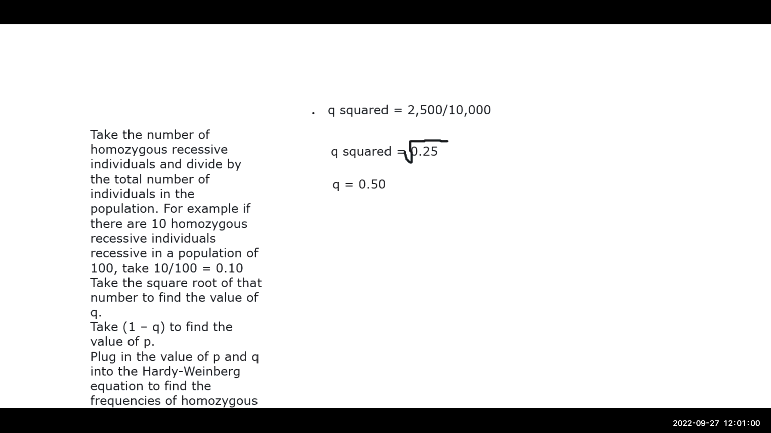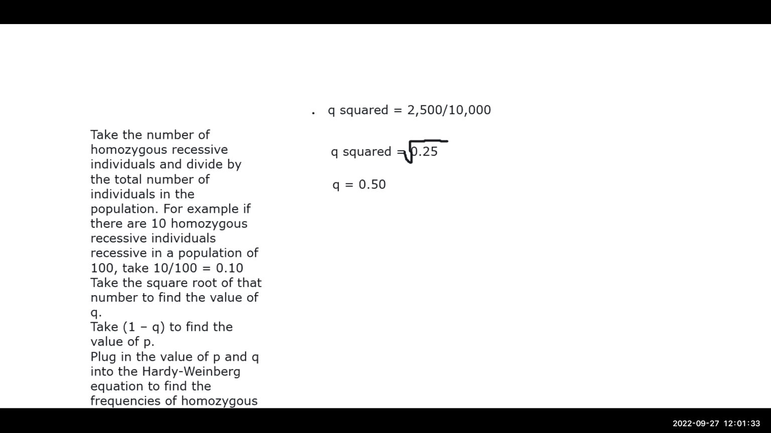So the way we got there, we took the number of homozygous recessive individuals in the breeding population, which is 2,500, and divided it by the total number of individuals in the population, which was 10,000. So 2,500 divided by 10,000 gave us 0.25, but we want the value of just Q. The inverse of Q squared is the square root of that number. So we took the square root of 0.25 to give us 0.50.